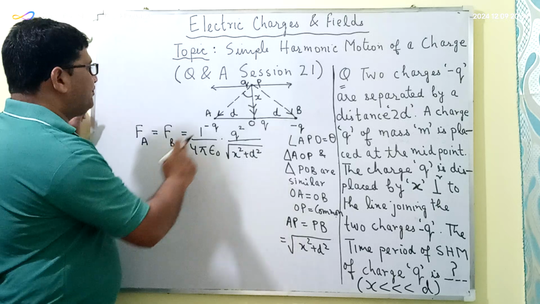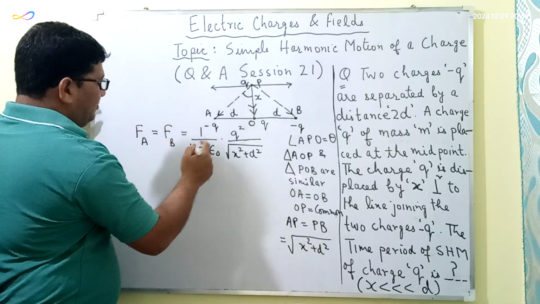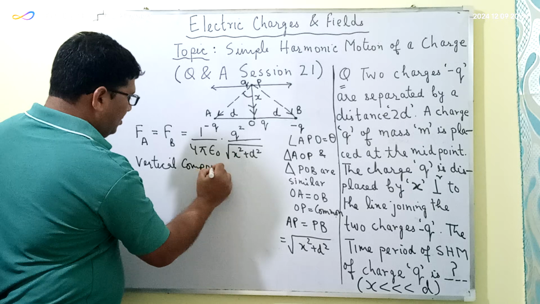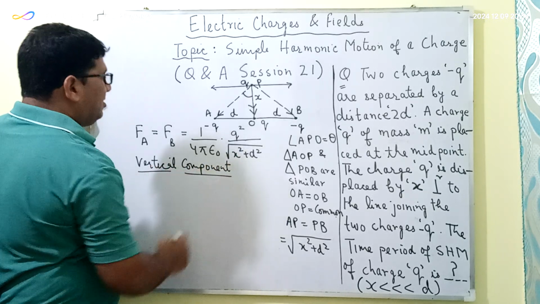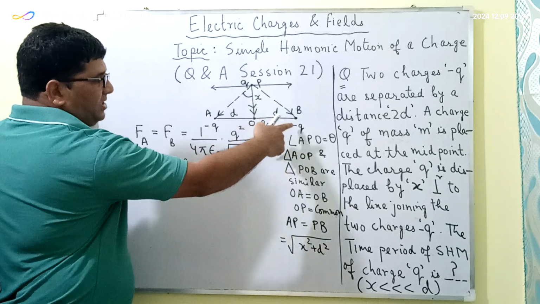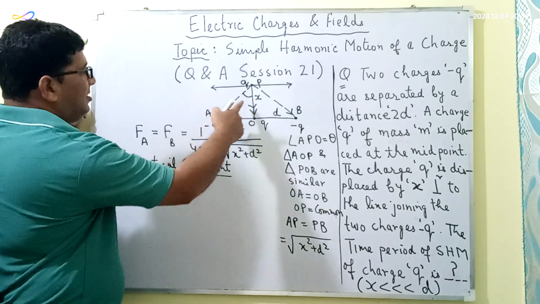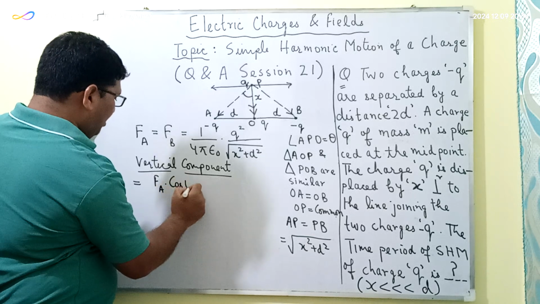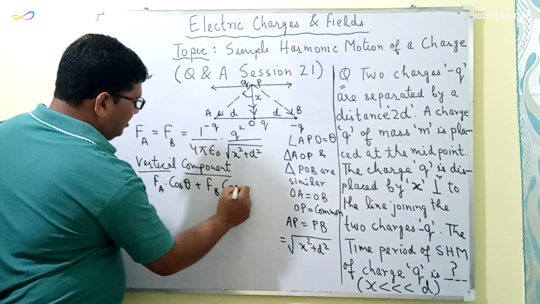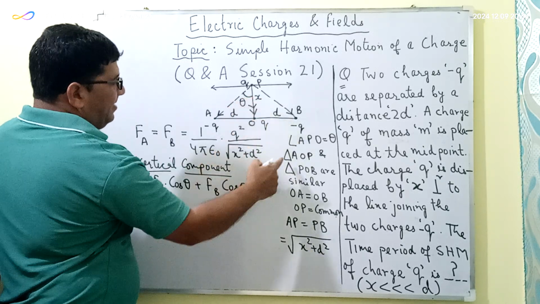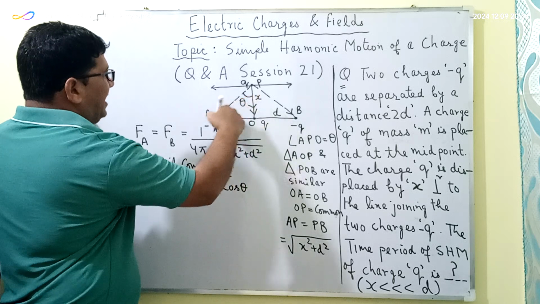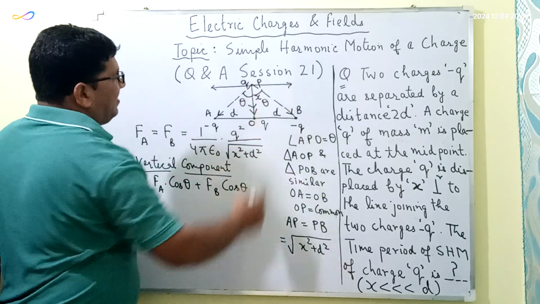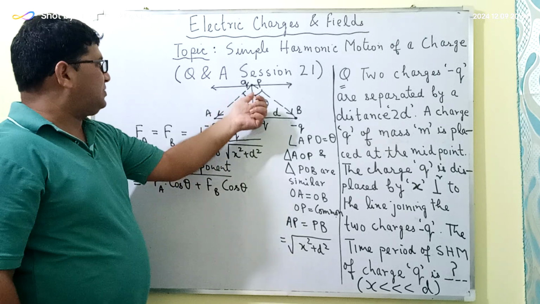Now the vertical component of this attractive force due to the charge minus q at A and due to the charge minus q at B will be equal to Fa cos theta plus Fb cos theta, where theta is the angle APO, and since this angle APO is theta, this angle OPB will also be equal to theta, because both these triangles are similar, so both these two angles will also be equal.